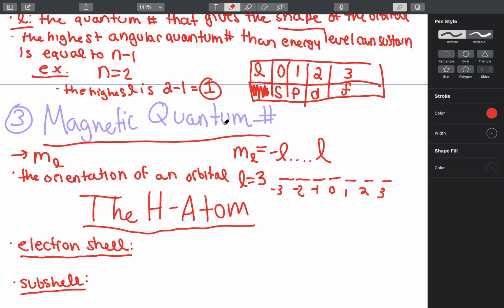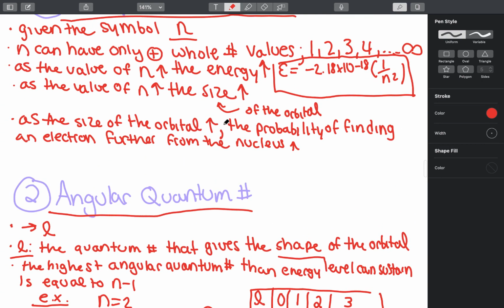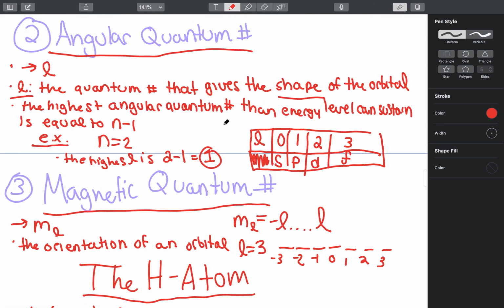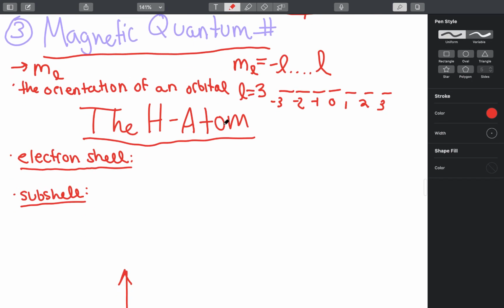So those are your 3 main quantum numbers that you should be worried about. So the last thing that we're going to get into today before we get into the practice questions is the hydrogen atom. So Schrödinger used his ideas in order to describe the electron within a hydrogen atom. So there are 2 main definitions that you have to be aware of. The first is the electron shell.